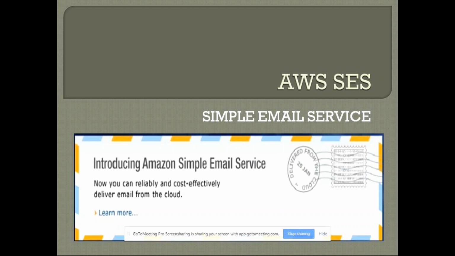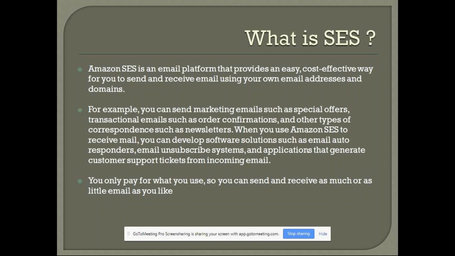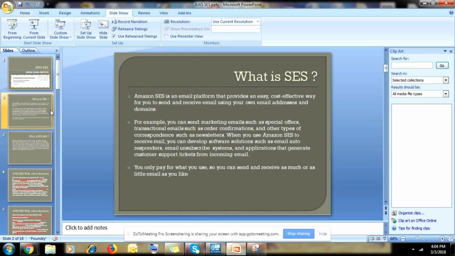So we are going to have an introduction about what is Amazon Web Services Simple Email Service. So what is SES? Amazon SES is an email platform that provides an easy and cost-effective way for you to send and receive email using your own email address and domain. So you don't want to change your email address or move your email to a different email address.